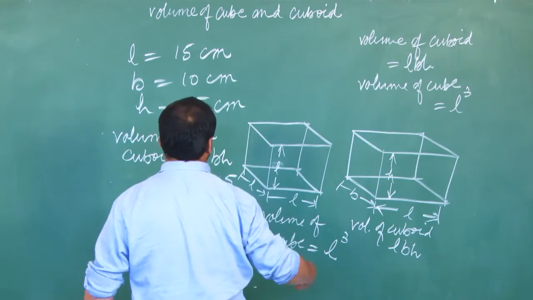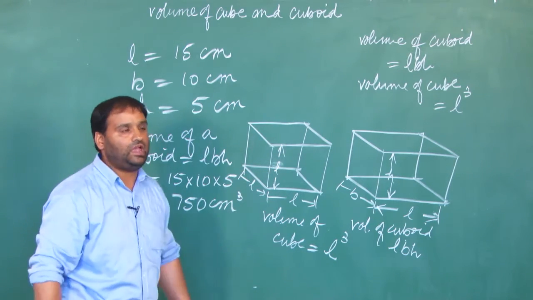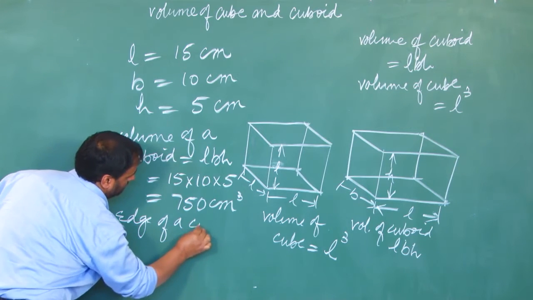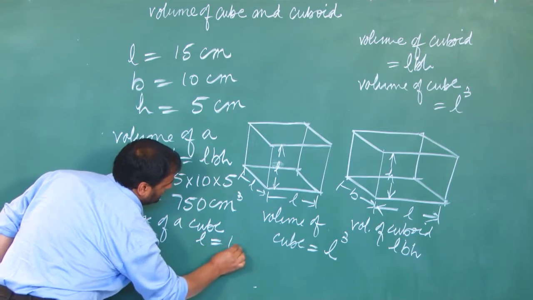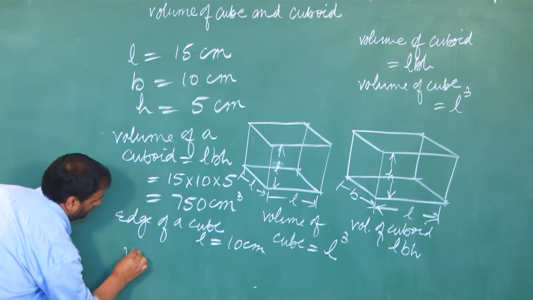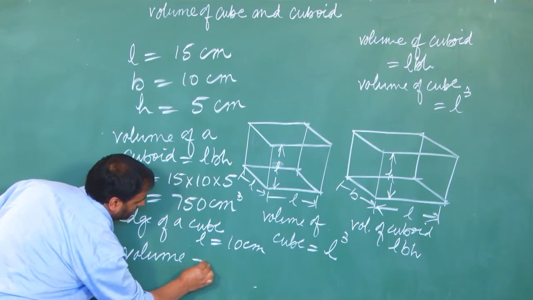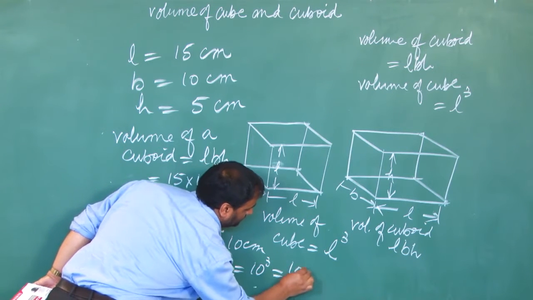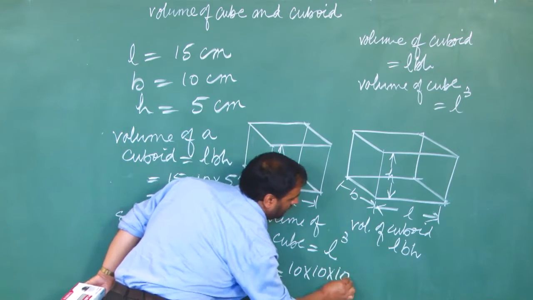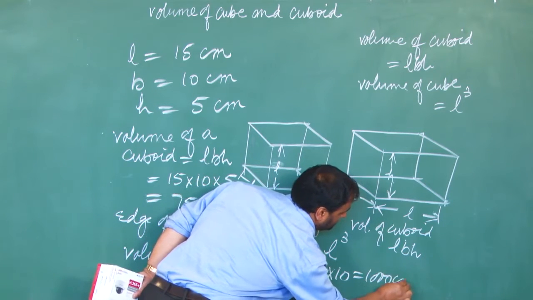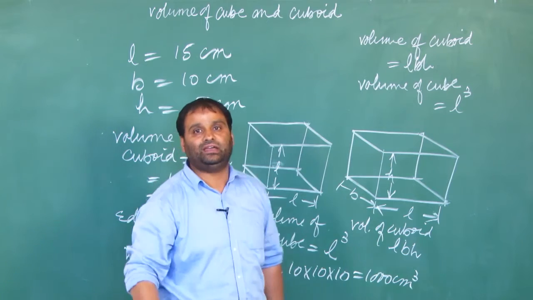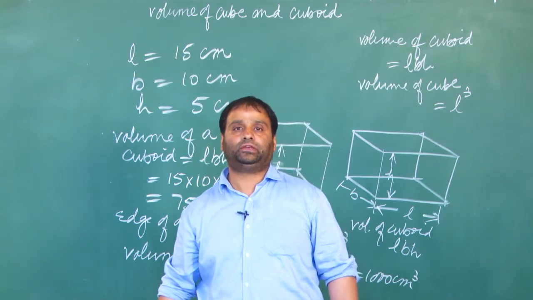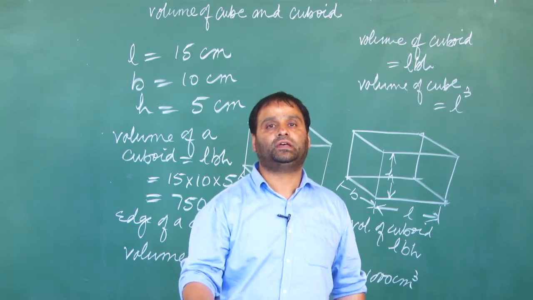If we take another example of a cube, suppose the edge of a cube is given as 10 centimeter. What will be its volume? Volume of cube is the edge raised to power 3. That's 10 raised to power 3, 10 multiplied 3 times by itself, which is equal to 1000 centimeter cube. So it is clear that the volume of the cuboid is length into breadth into height, and the volume of the cube is the cube of its edge.